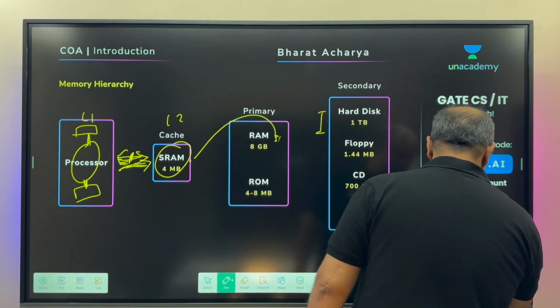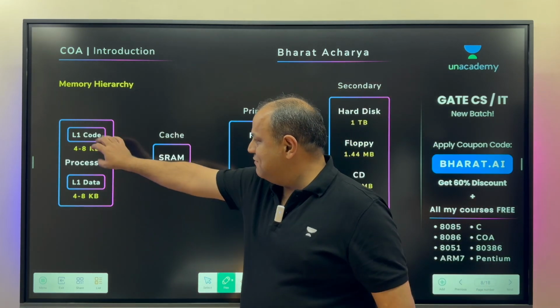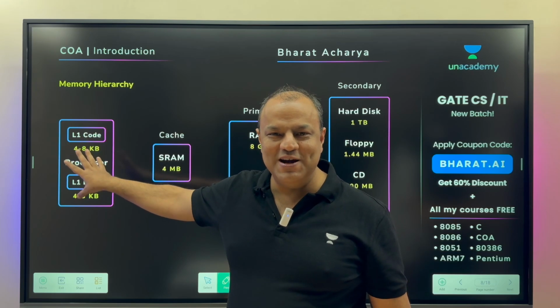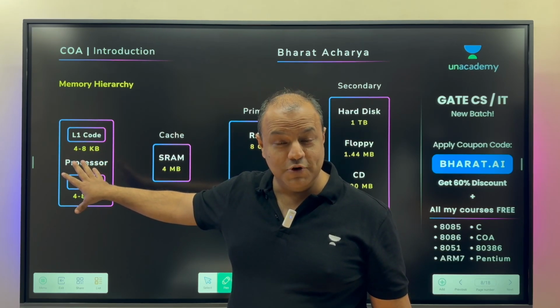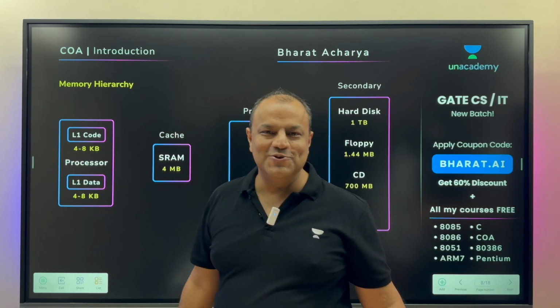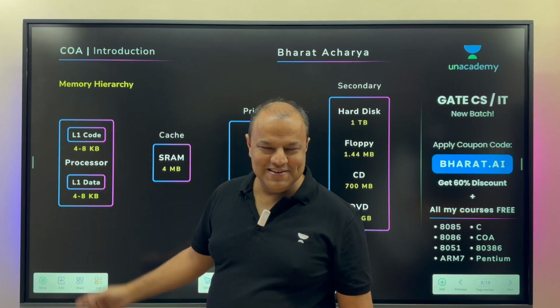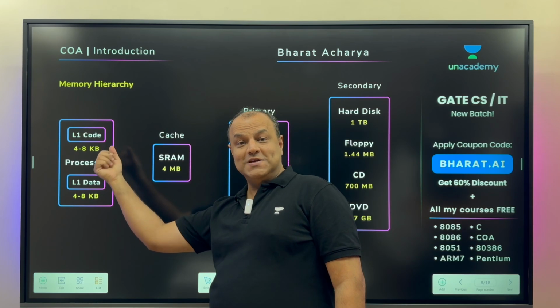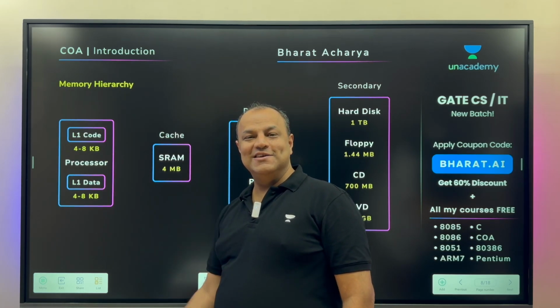So a modern computer diagram looks like this. You have L1 cache inside the processor. That too a split cache, a separate cache for code, a separate cache for data. What did I say? What does memory store? Programs and data. Code is programs and this is your data. So your most recently used programs are stored inside the processor. Your most recently used data is stored inside the processor.